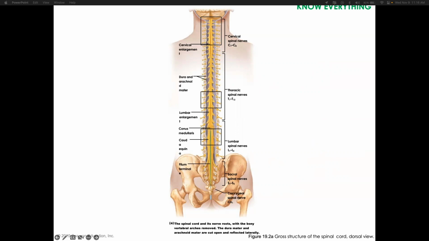The dura and arachnoid mater continue to run down to the sacrum past that conus medullaris. And then the pia mater ends at the conus medullaris, and then it'll turn into another structure called the filum terminale. And then lastly, on your spinal cord, we have our cauda equina, and it looks like a horse's tail, and it begins at the end of the spinal cord.